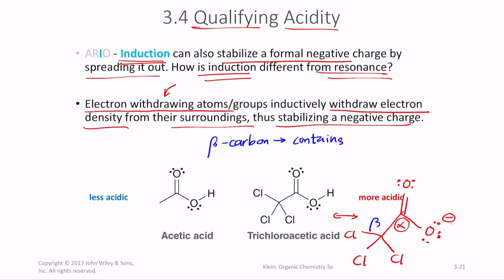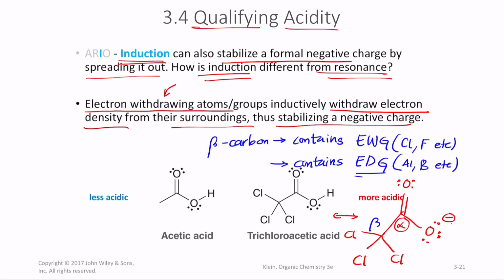If the beta carbon contains electron withdrawing groups, which are any large structures with a high amount of negative charge towards them, for example chlorine or fluorine, this causes more stability. If it contains electron donating or electron deficient groups, for example aluminum, boron, etc., this causes less stability. So that's the difference between the structures.